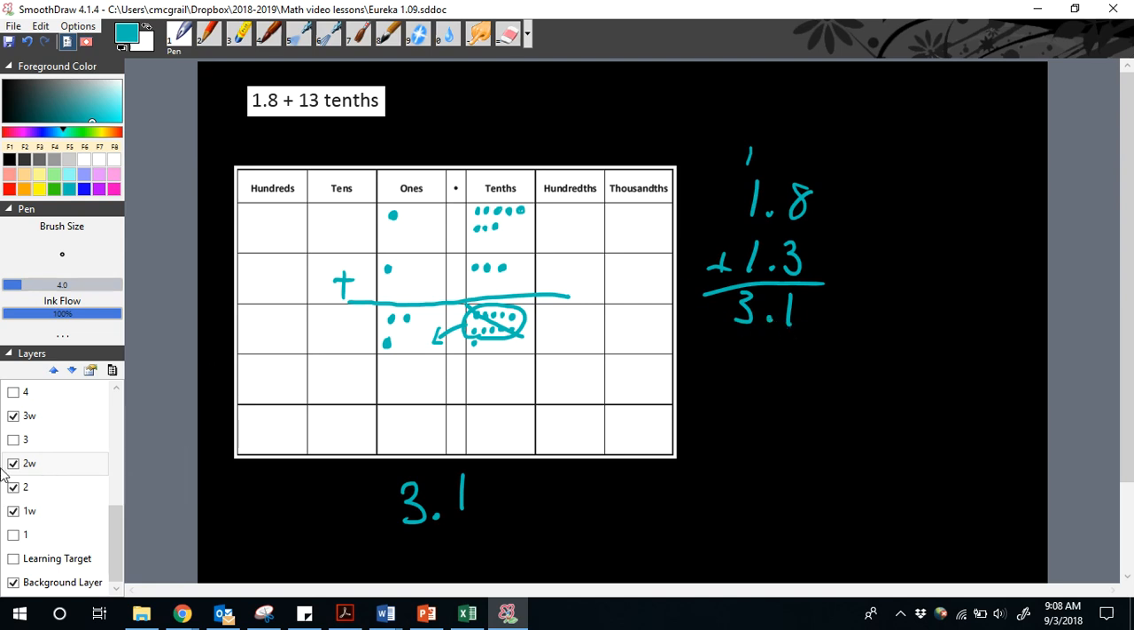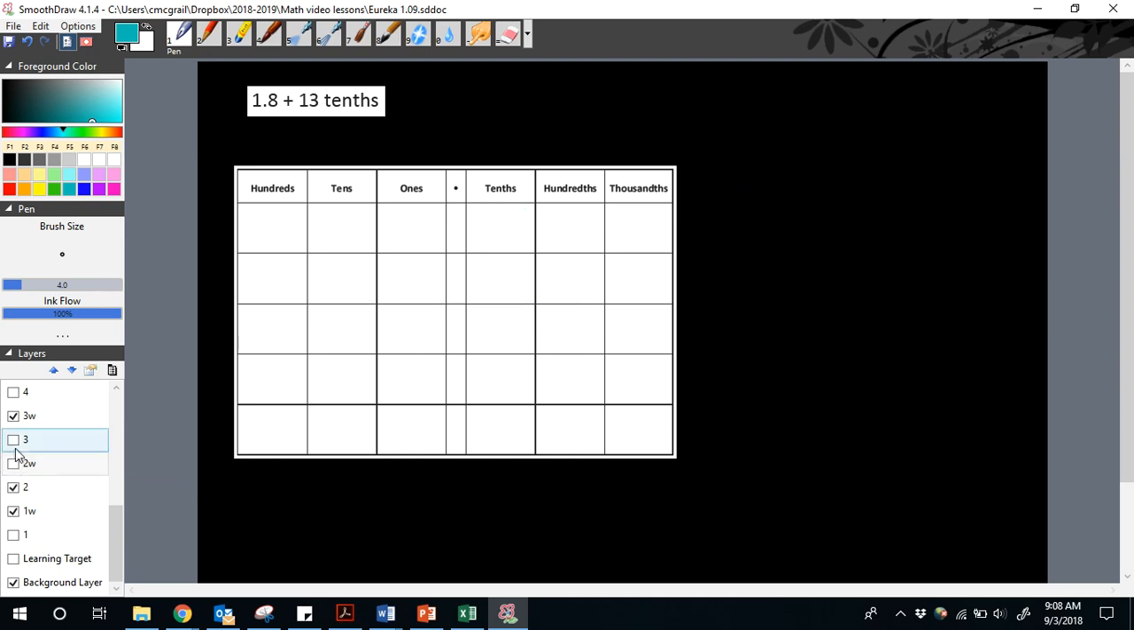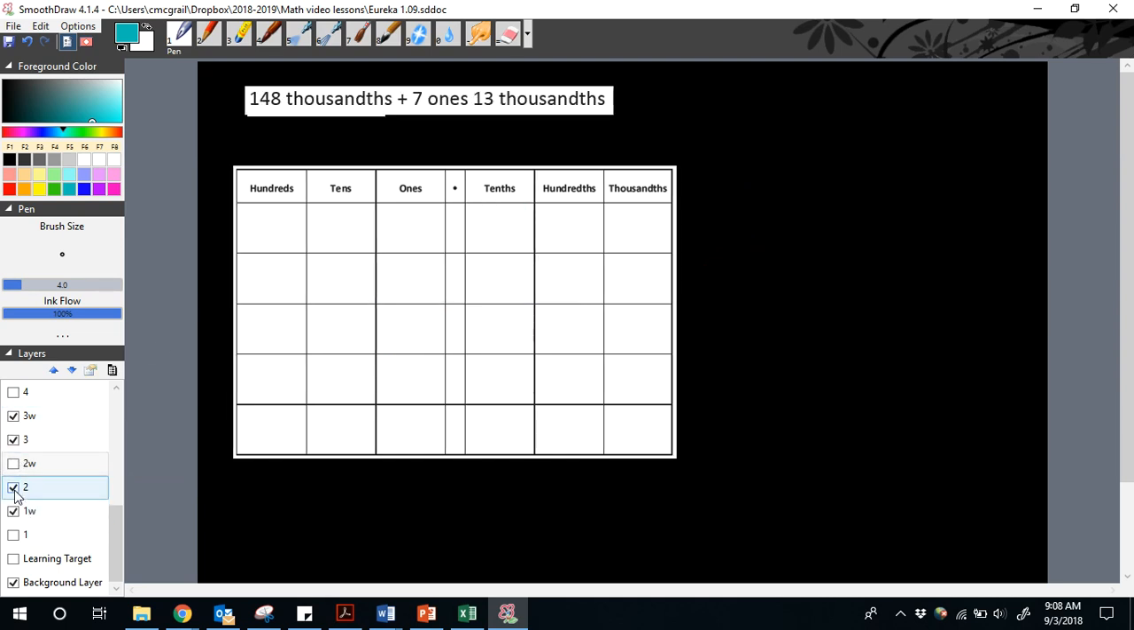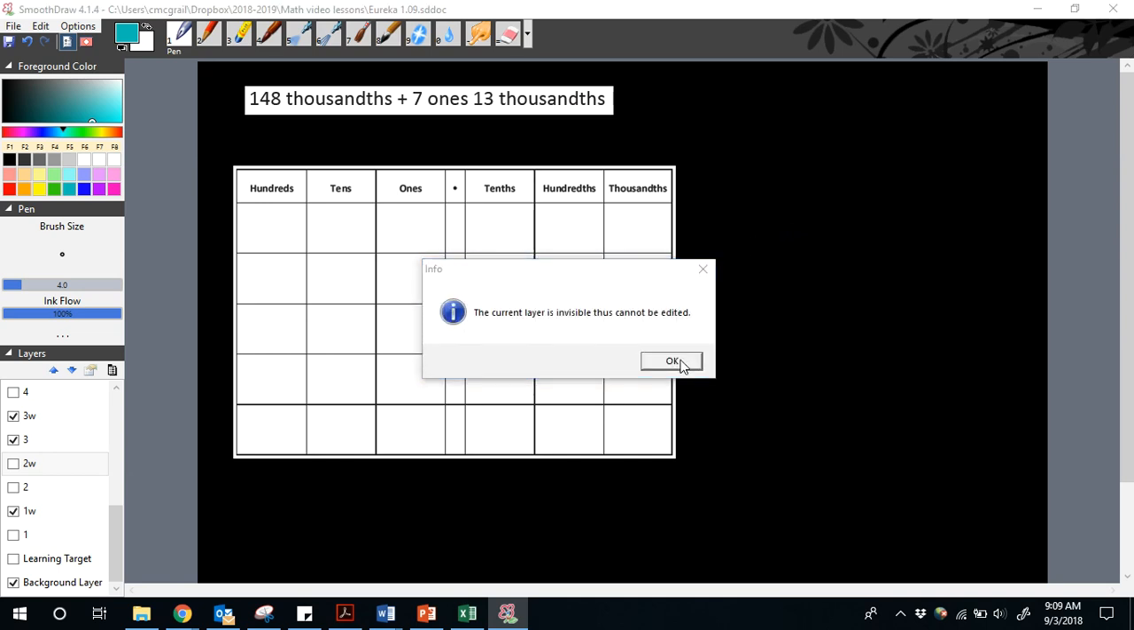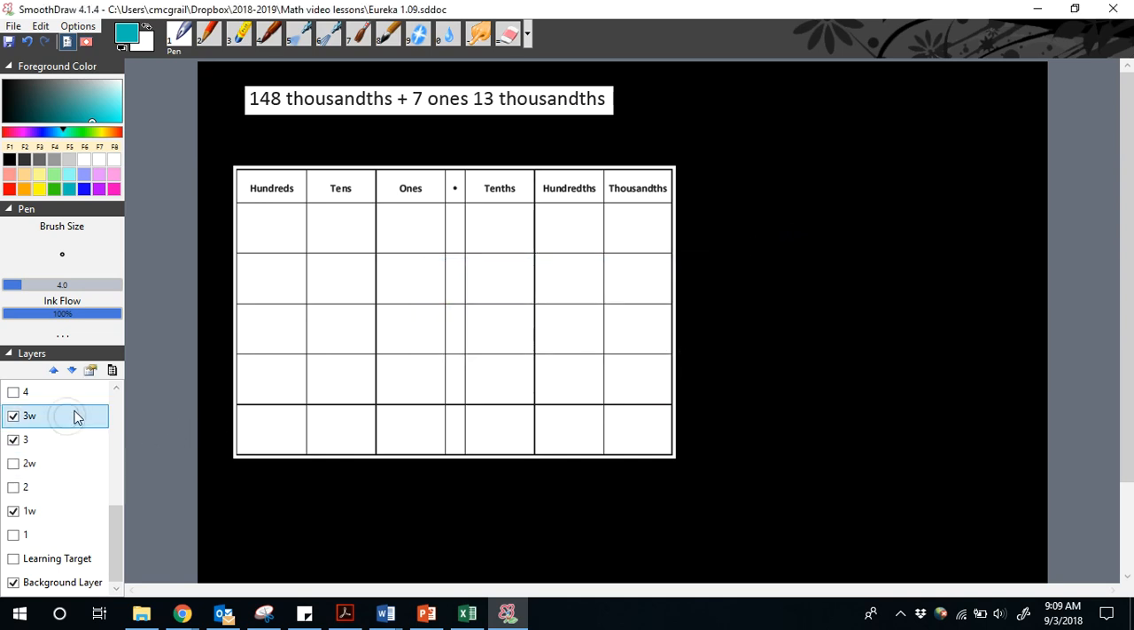Let's try one that's even a little bit more challenging. 148 thousandths plus 7 ones and 13 thousandths. Okay, so now I really need to think about how I'm unbundling these things because 148 thousandths, I cannot fit 148 thousandths in here. So if I write this number down, I know that it's going to be 0 wholes and 148 thousandths like that.